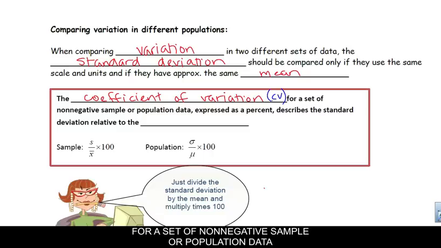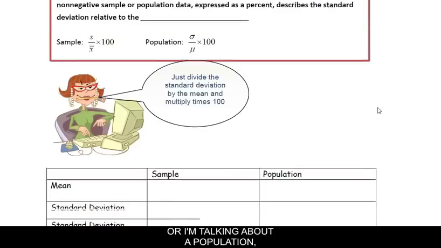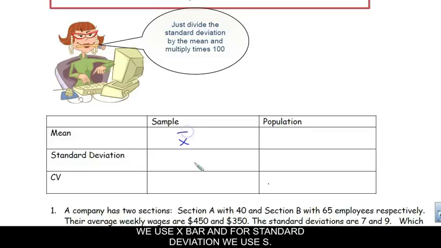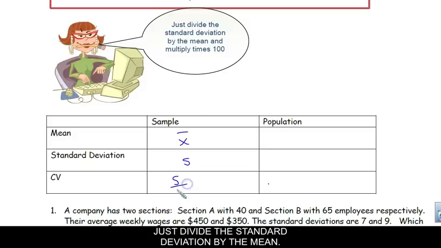For a set of non-negative sample or population data, the coefficient of variation, expressed as a percent, describes the standard deviation relative to the mean. And so here's the formula: standard deviation divided by mean, times 100. When I'm talking about a sample or a population, we do have different variables. For the mean for a sample, we use x bar, and for standard deviation, we use s. So like she says up here, just divide the standard deviation by the mean.